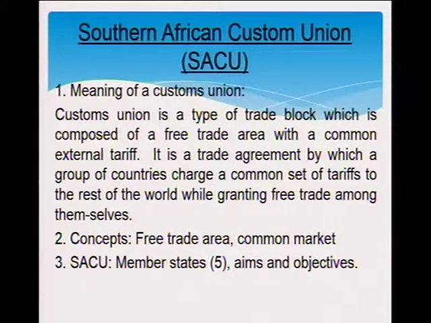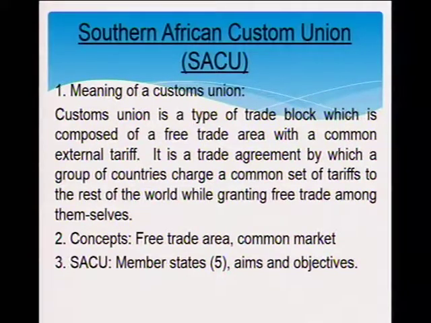So, a customs union is a set of countries. They come together to sign an agreement to take out trade barriers, facilitating free trade between themselves. But to the countries not in the union, they charge a common external tariff. That is a customs union. And what is important here is a free trade area. You need to understand what is a free trade area and what is a common market.